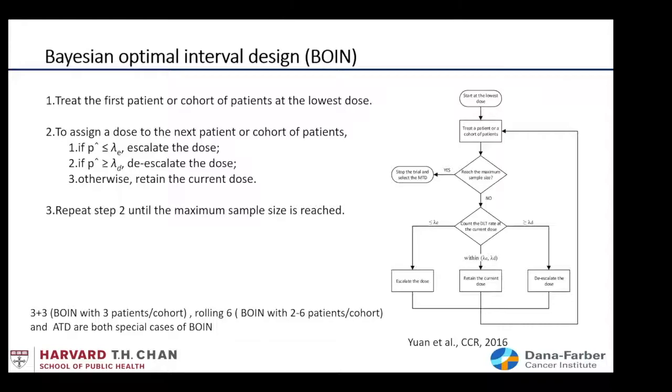Actually, if you think a little bit deeper and play around, you will find the 3+3 design is a special case of this design, if you choose 3 patients per cohort and use a target dose level of 0.3, which we can review later. Both the 3+3, the rolling 6 design, and even the accelerated titration design are special cases of this class, and can be made as special cases of this Bayesian design.